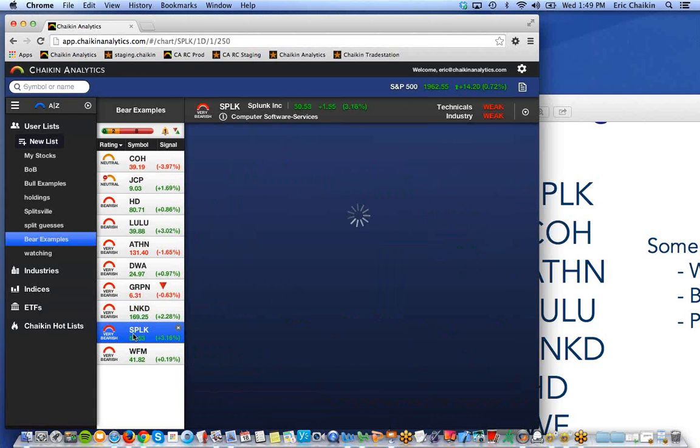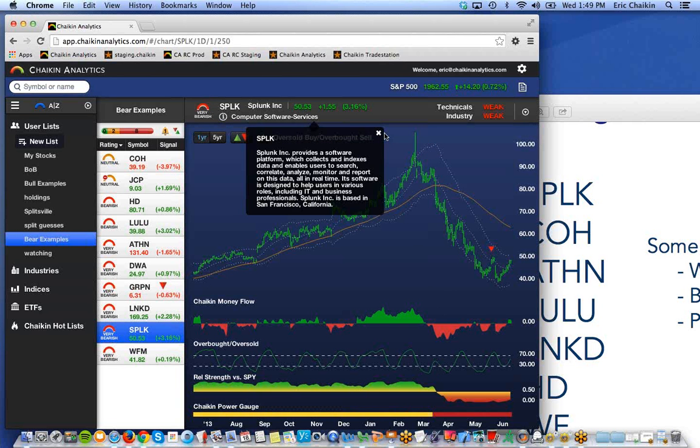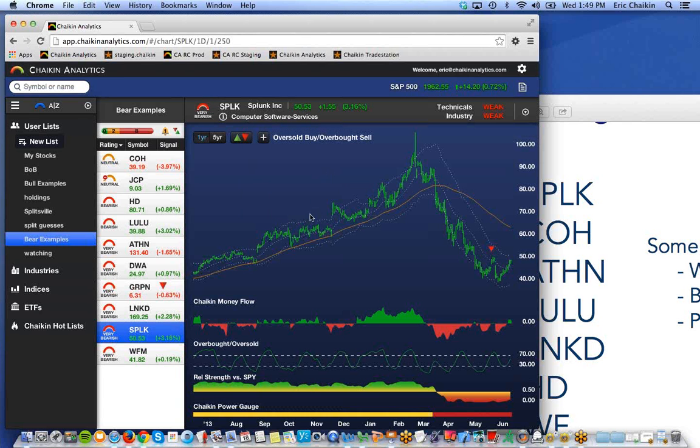Splunk is another one Mark's been talking about. Here's one that was a high flyer, although we were neutral on the way up. I'm not as intimate with it, I think they make cloud-based HR solutions. Cloud software, something like that. I'm not exactly familiar with what Splunk does, but it was a high flyer, got overextended.